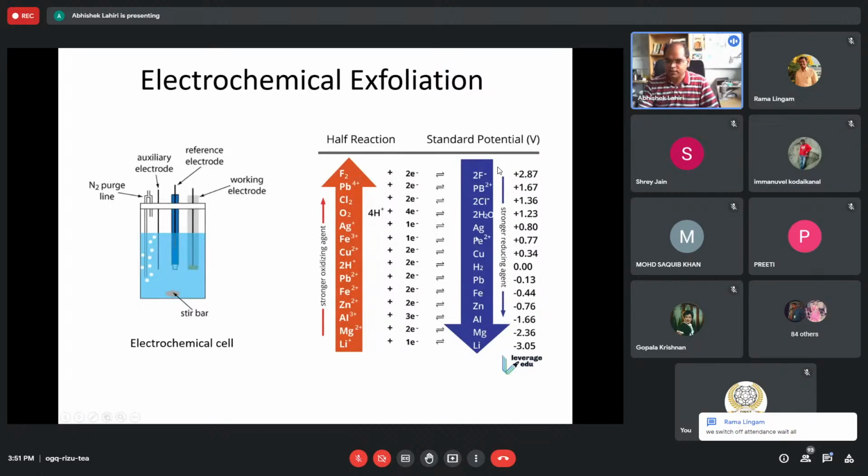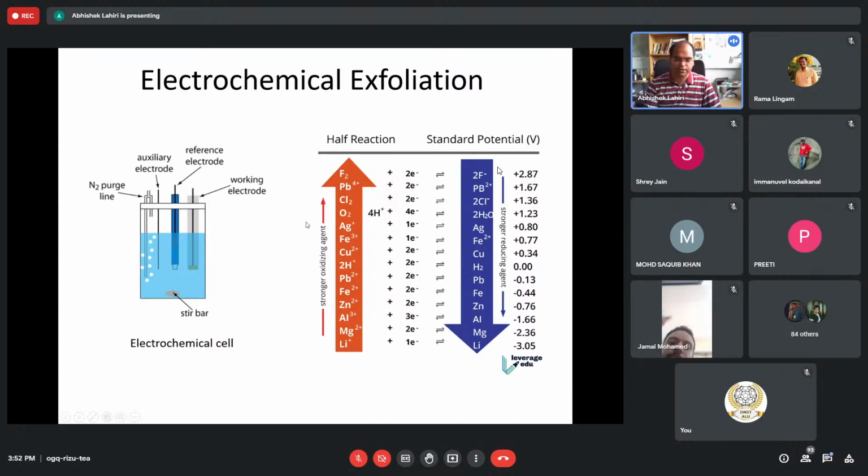As we go up the series, the material becomes more noble. Copper is more noble than lithium, silver is more noble than copper, and these are known as noble metals when you come to silver, gold and platinum. They are so unreactive that they will have a positive potential versus the hydrogen electrode potential. So that's something to do with the electrochemistry.